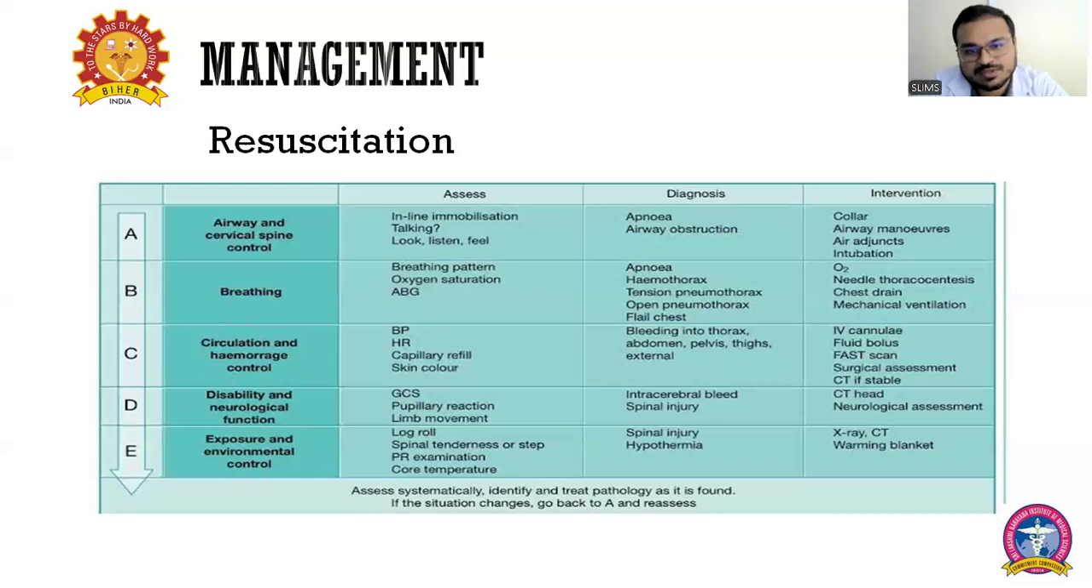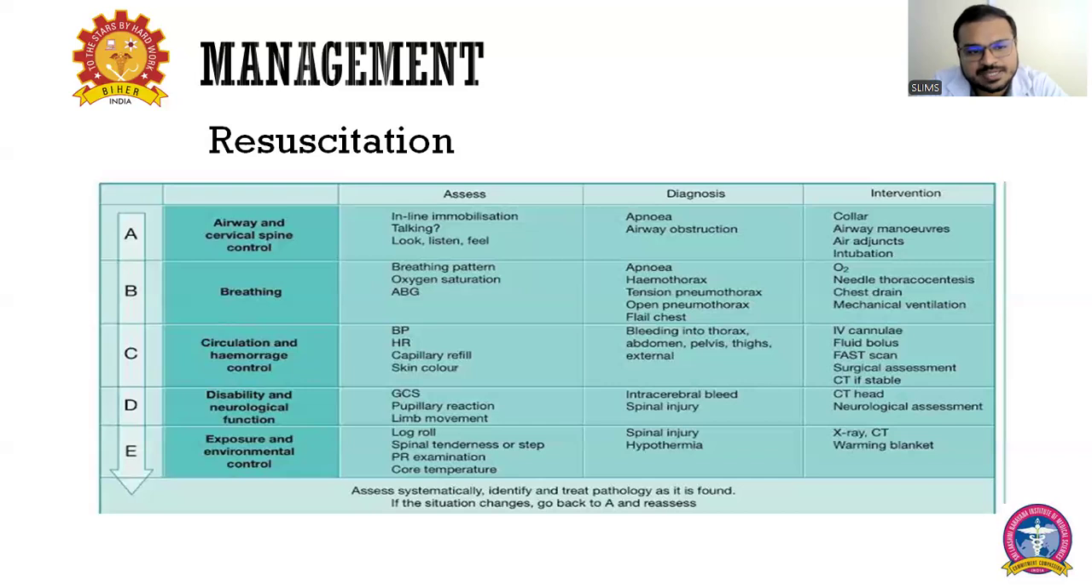And it will diagnose whether the patient is having any bleeding into the thorax, abdomen, pelvis, thighs, or any external organs. Intervention should always be done by IV cannula, fluid boluses, FAST scan, that is focused assessment with sonography, and surgical assessment to rule out hemorrhage, and CT if the patient is stable and you can stabilize the patient and move them to the radiological department.